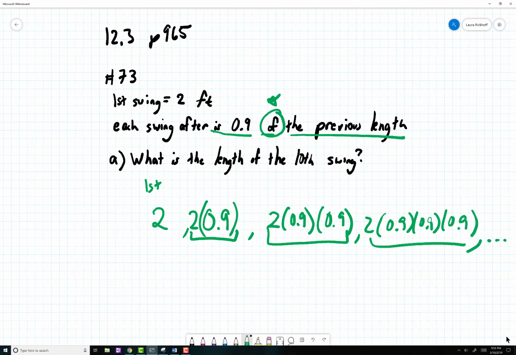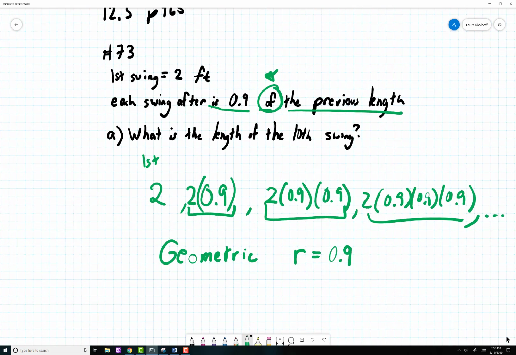and so on. And so I'm not going to bother figuring those out, but I can definitely tell that it's geometric because I'm multiplying by the same thing every time. I'm multiplying by 0.9 every time. And so if they want to know the length of the 10th swing, this was my first swing, second swing, third swing, so I could just keep going. But we have formulas for these if you want it.